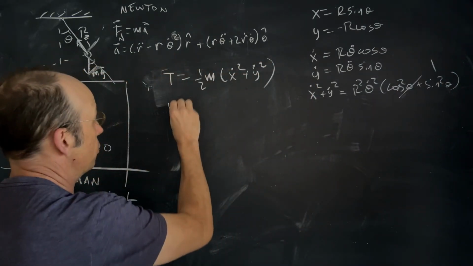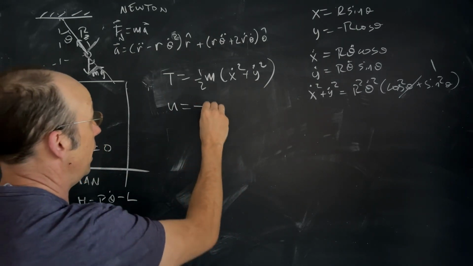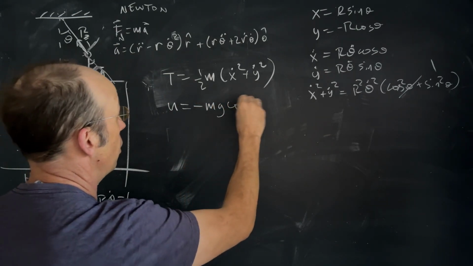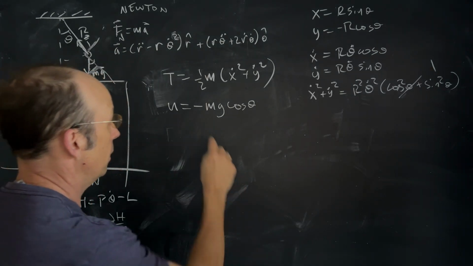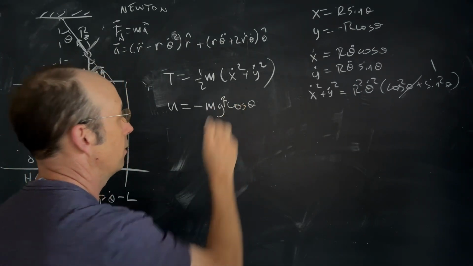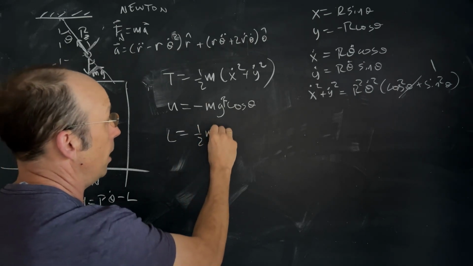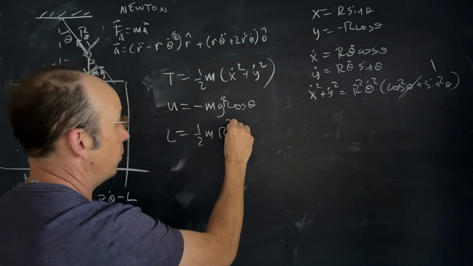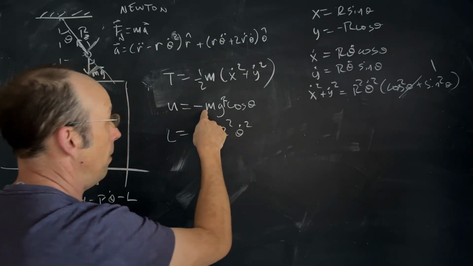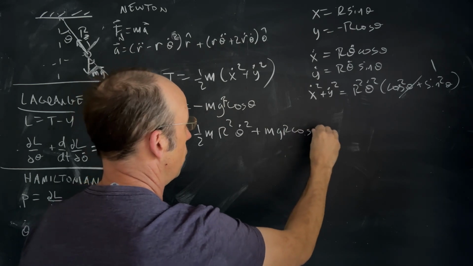Now I can write my potential. It's going to be equal to mgy, but y is negative r cosine theta, so it's negative mg r cosine theta. Now my Lagrangian is going to be 1/2 m times x dot squared plus y dot squared, which is r squared theta dot squared, minus this, so plus mg r cosine theta.